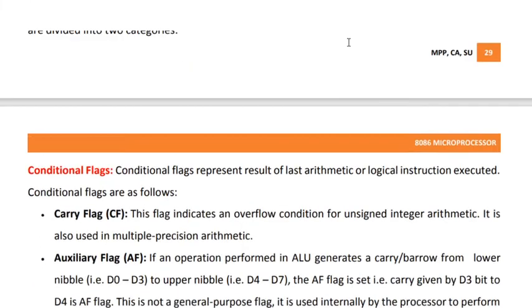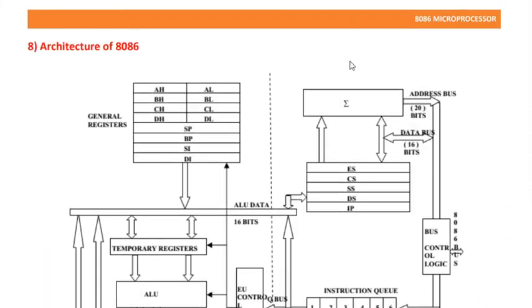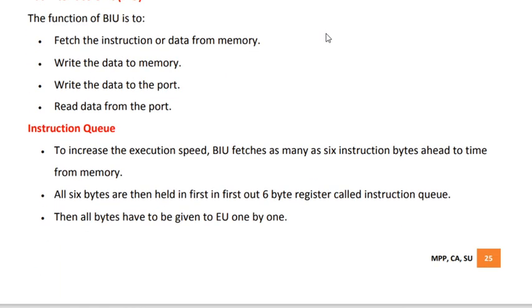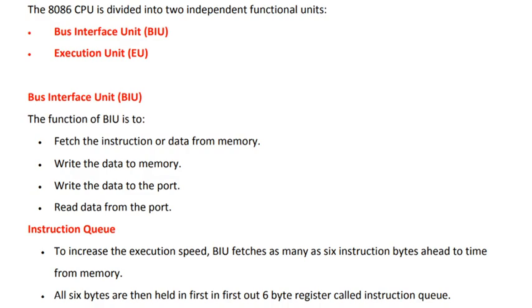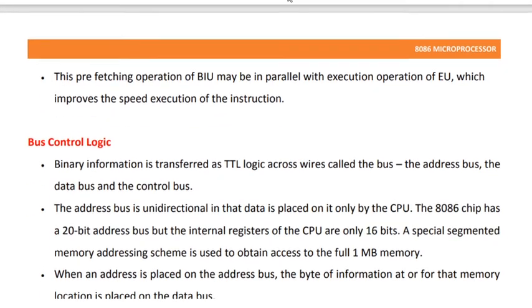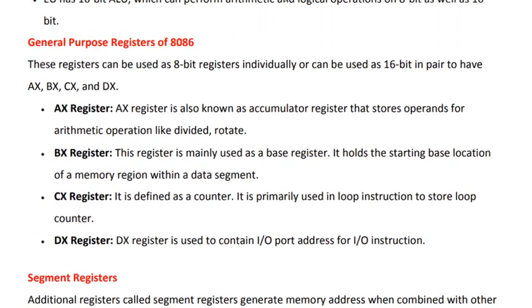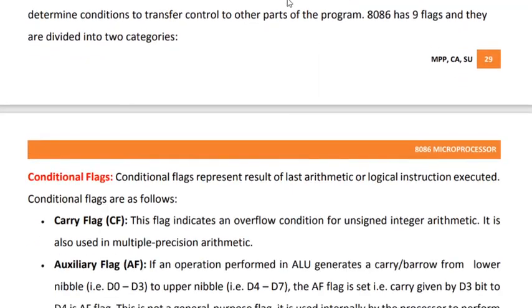So in today's class, we have learned about the architecture of the 8086 microprocessor. We have learned about the various functional units, the composition of each of the functional units, and the responsibilities of each of the functional units in detail. We have also learned about the role of the instruction queue, the bus control logic, the execution unit, the use of general purpose registers, the segment registers, and the flag register.